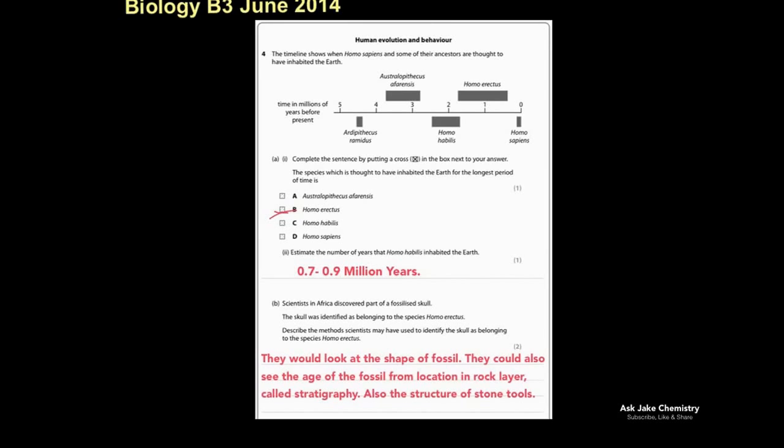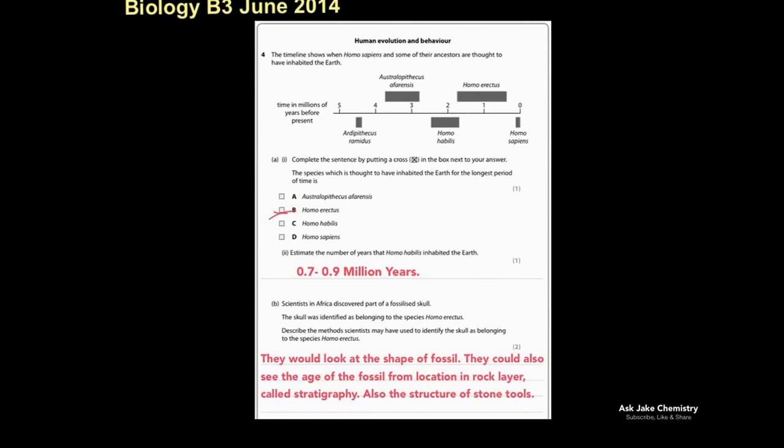For the next question, it says scientists in Africa discovered a part of a fossilized skull. The skull was identified as belonging to the species Homo erectus. Describe methods scientists may have used to identify the skull as belonging to the species. So they would look at the shape of the fossil. They could also see the age of the fossil in the location of the rock layer. That's the 2nd mark. So the 1st mark would be the shape of the fossil. And then you can say the structure of stone tools, because as they developed and their brains got bigger, they had better stone tools.